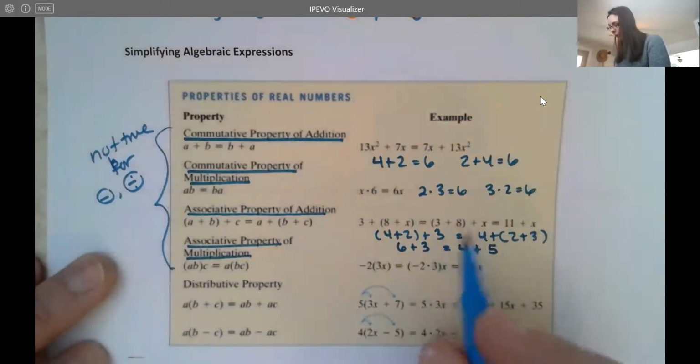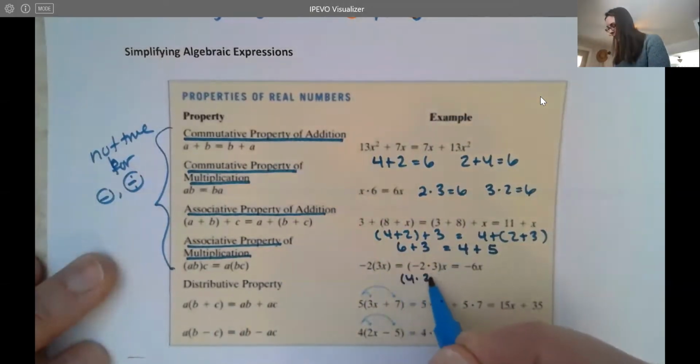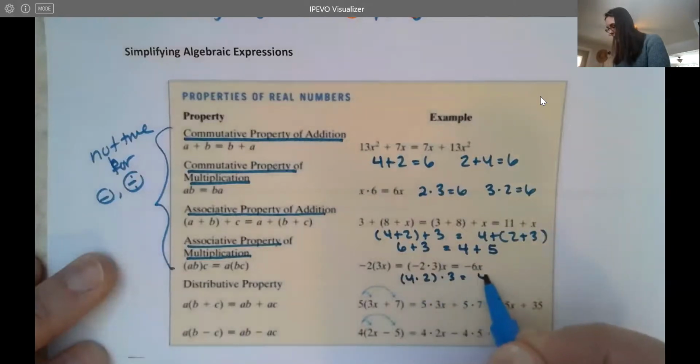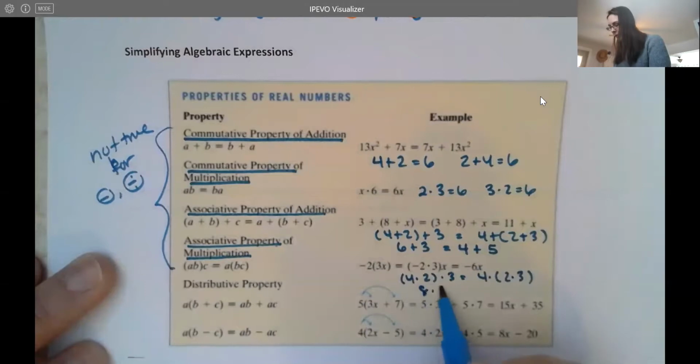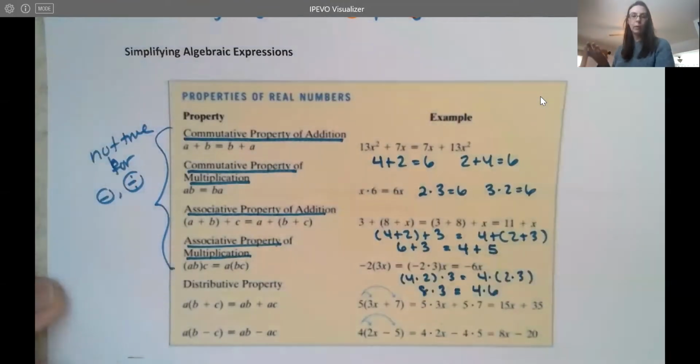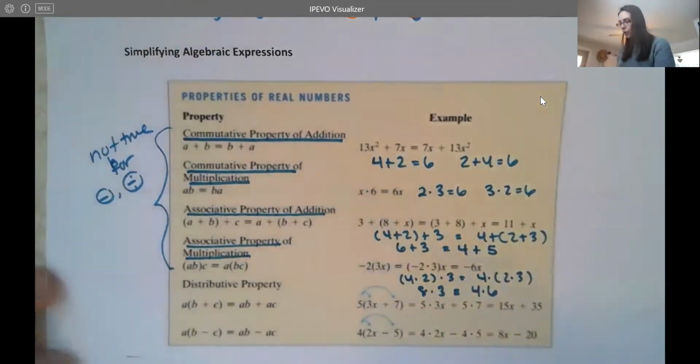And the same thing works for multiplication. If I do 4 times 2 times 3 versus 4 times 2 times 3, 4 times 2 is 8, and 8 times 3 is 24. Here, 2 times 3 is 6, and 6 times 4 is also 24. So these properties hold true.